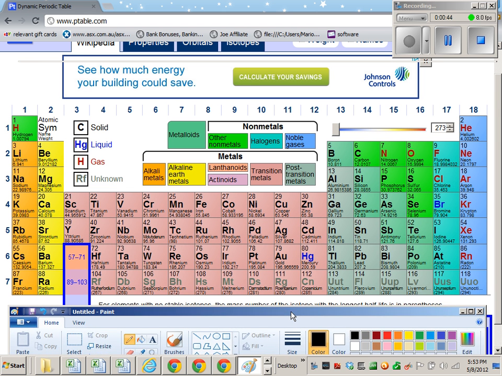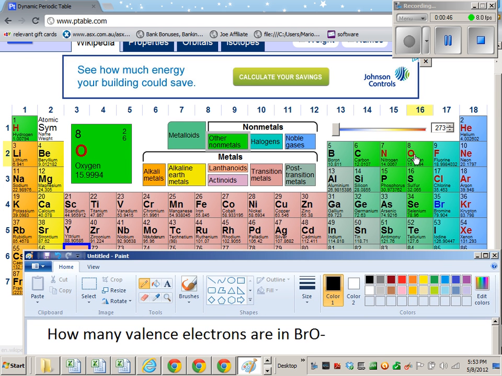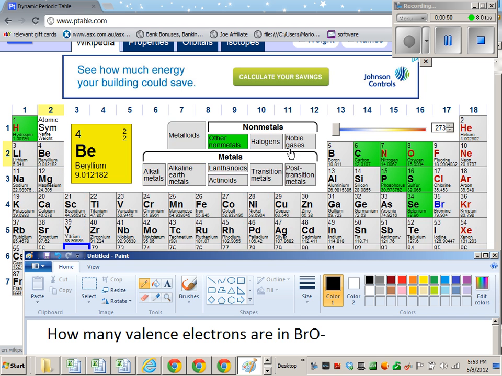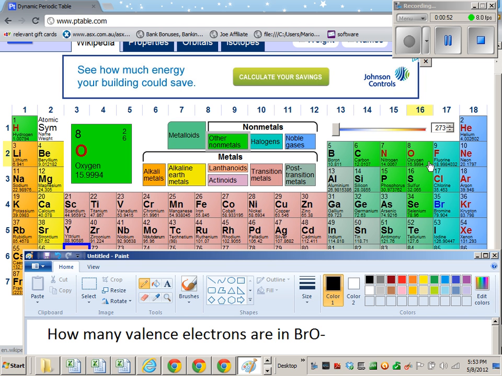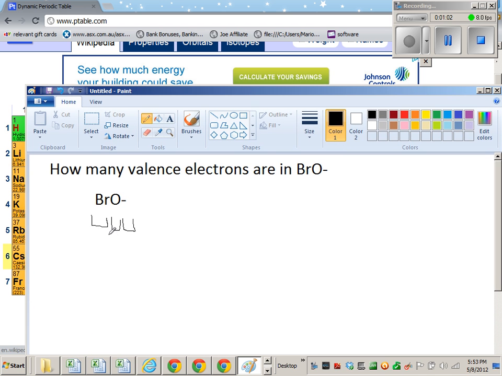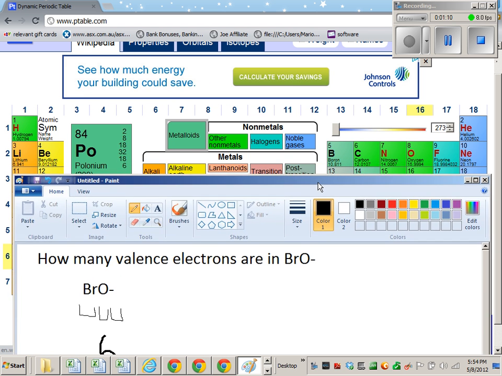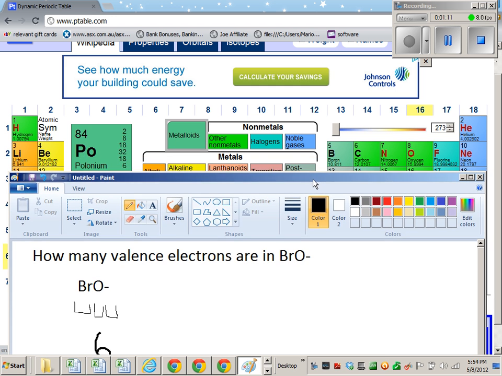When I look at the periodic table, I see that oxygen's here. It's 1, 2, 3, 4, 5, 6. It's in the 6th column. It has 6 more electrons than the previous noble gas. So since it's in the 6th column, I can say that it has 6 valence electrons. So the oxygen contributes 6 valence electrons to the molecular system.